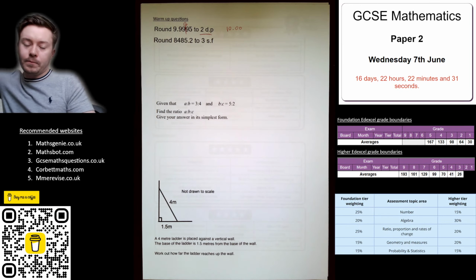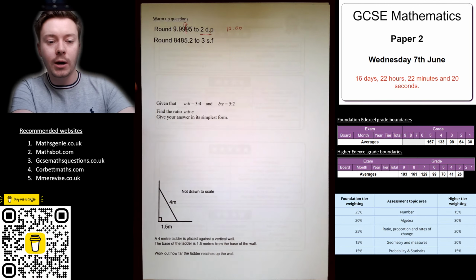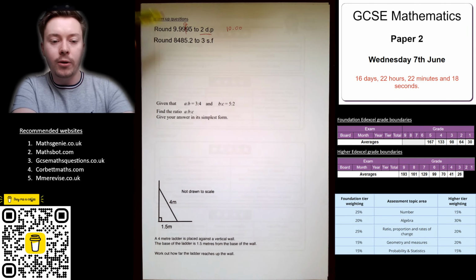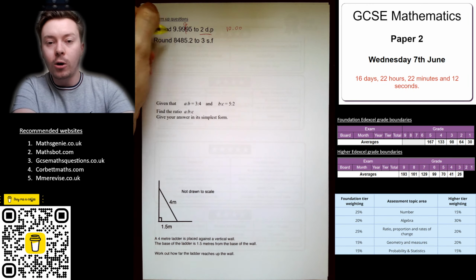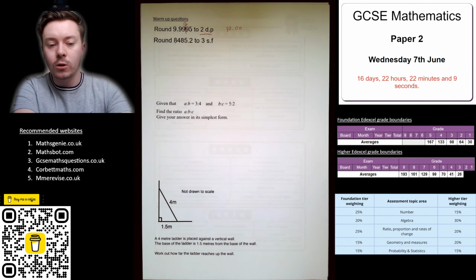So, yes, you do need to write decimal places would be my recommendation. Now for the next one, 3 significant figures. Now you start counting your significant figures from the first non-zero number. So 8 would be my first significant figure, and then after that the zeros count once you've started counting.